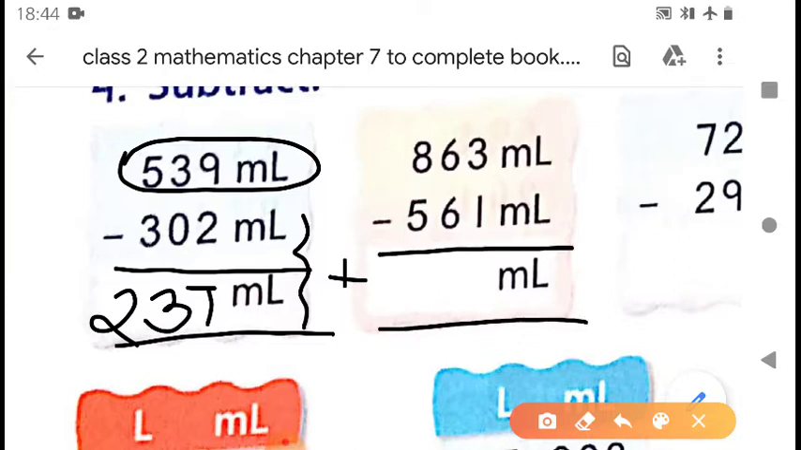863 ml minus 561 ml. Again, subtracting the ones place, we get 3 minus 1, 2, 6 minus 6 is 0, and 8 minus 5 is 3. Now, if you wish to check your subtraction, you add the answer, that is 302 ml, and the smaller number, that is 561 ml. And when you add these two, 2 plus 1 is equal to 3, 0 plus 6 is 6, and 3 plus 5 is 8. That means your subtraction is correct.